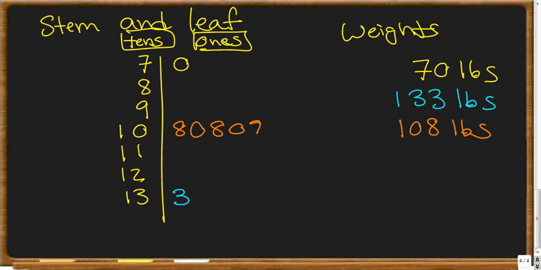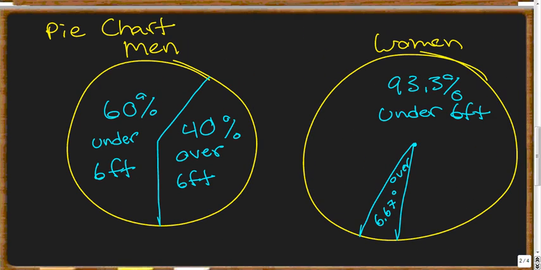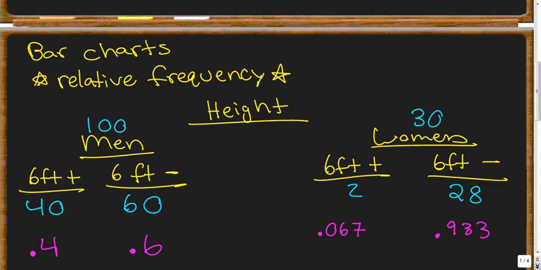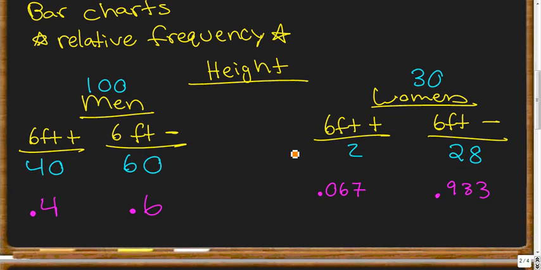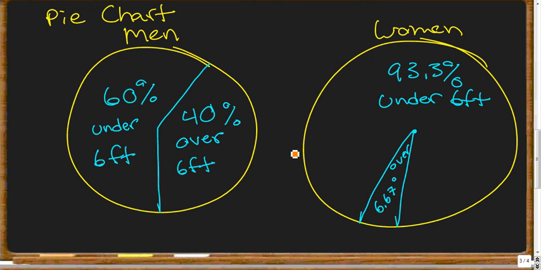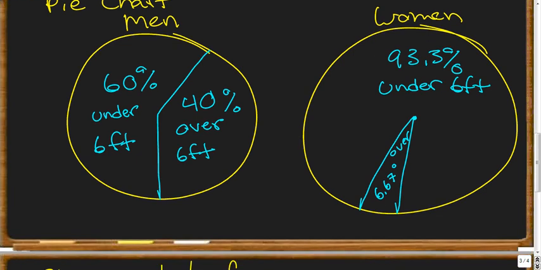But the main thing that I wanted to get through your heads today was that you've got two types of graphs you can use. One's for numerical and one's for categorical. Categorical are going to be your bar charts and your pie charts, and your numericals are going to be more like your stem and leaves.